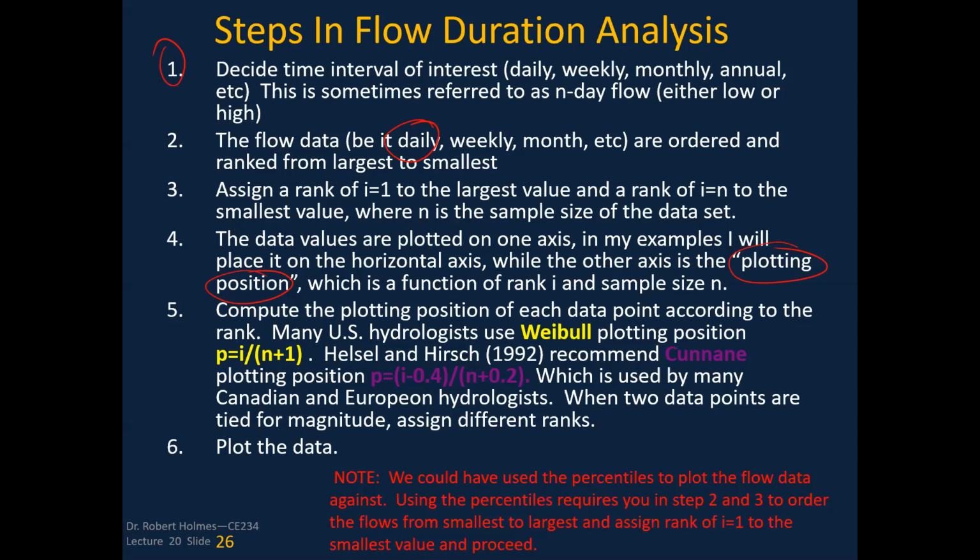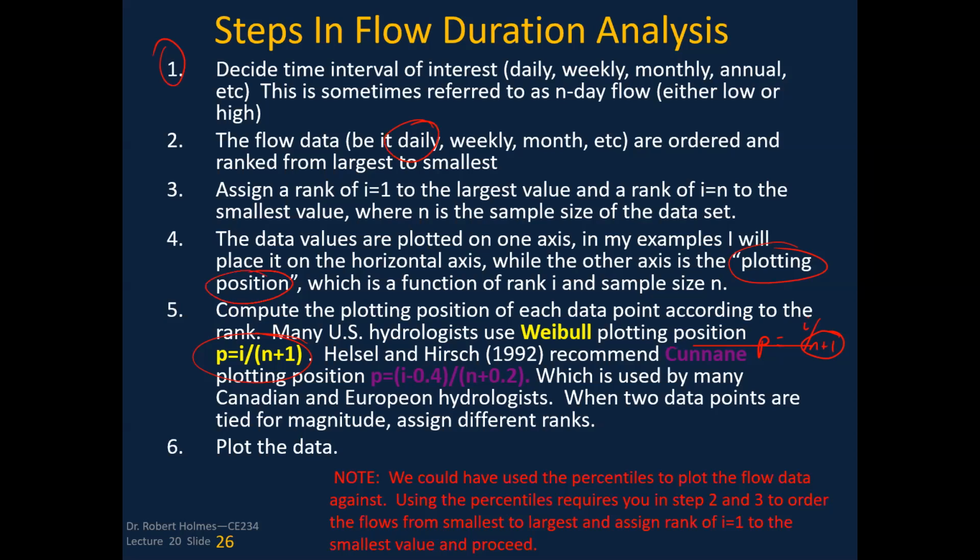There are a couple of different plotting positions you can use, and we can use the Weibull plotting position, which says that P, the probability or the percentile, is equal to i divided by n plus 1. Here i is the rank, and n plus 1 is the denominator that we'd use to come up with that probability.